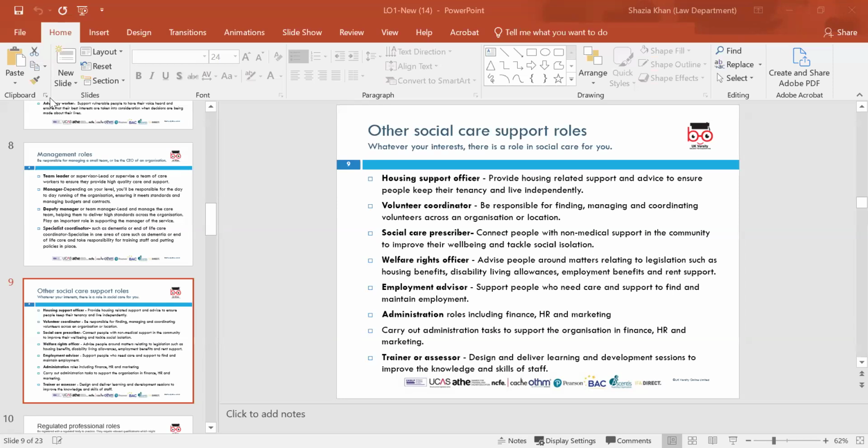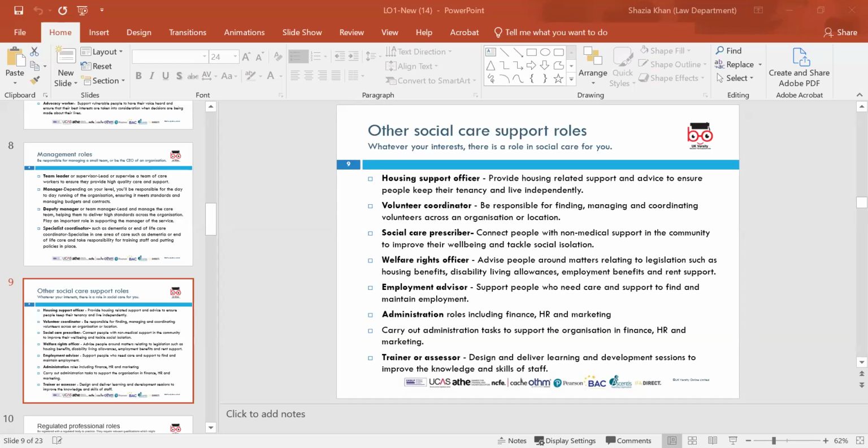Social care prescriber, they connect with non-medical support. Welfare rights officer, and they deal with the welfare of the individual. They'll deal with elements of advising them about any sort of housing, any sort of legislation. They'll help them with filling out forms for benefit. Because if someone becomes disabled due to an illness or something, they would be able to apply for disability living allowance. So they will help them with that. The welfare rights officer will know all the law and everything.